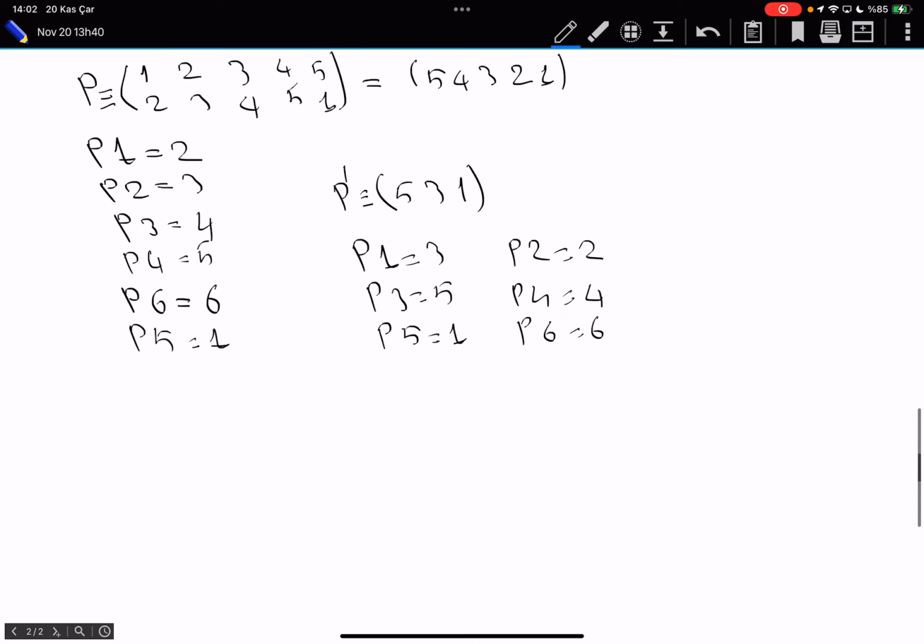Now, an important type of permutation is what we call the exchange. So let's say (3, 5). This P3 becomes 5, P5 becomes 3, and anything else is just itself.